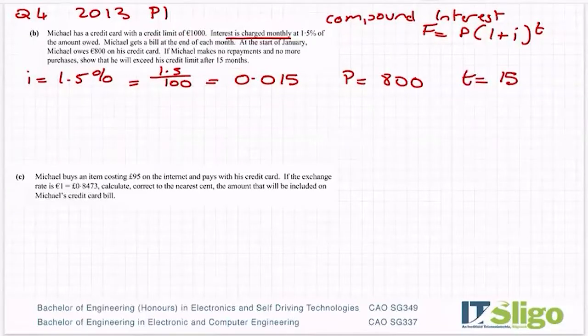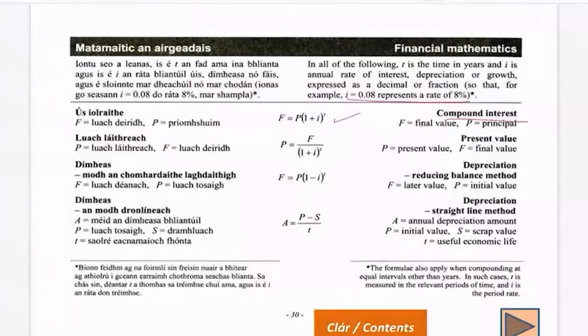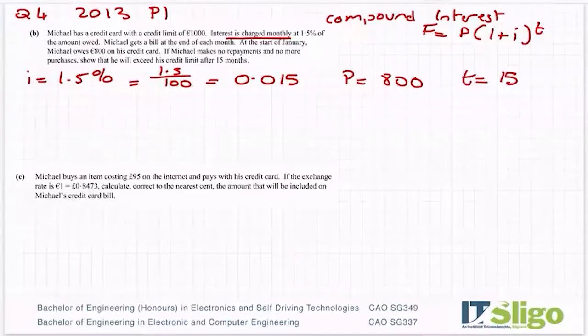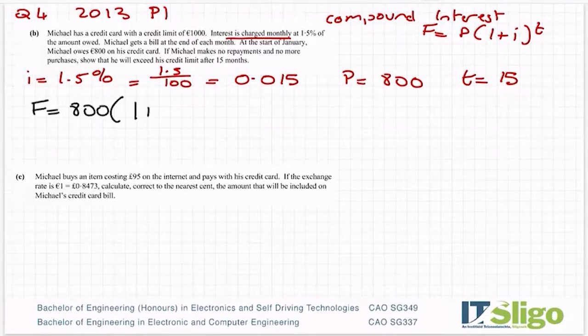Okay. So it's perfectly fine to use that compound interest formula, even though it mentions years up here. It's perfectly fine to use it for this as long as your time is in months and your interest rate is in months. So the time base has to match, and as long as it matches, it's perfectly fine to use it. So F then is equal to 800 times (1 plus 0.015) to the power of 15.